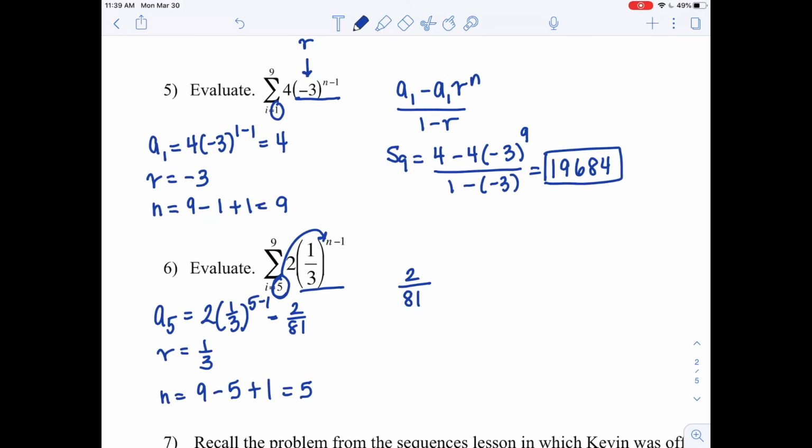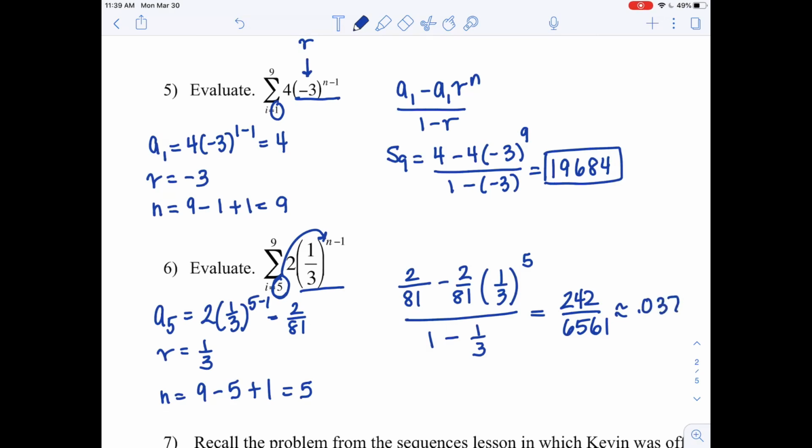So I go back to my formula. A1, which in this case is a sub 5, really the first term that you get when you plug into sigma. So 2 over 81 minus 2 over 81 times your common ratio of 1/3 raised to the nth power. And I'm going to put that all over 1 minus the common ratio of 1/3. Absolutely be careful with plugging this in your graphing calculator. Use parentheses, use fractions, whatever it comes out to be. This comes out to be an exact value of 242 over 6561. Approximately, as a decimal, 0.037. So you can see this one actually comes out to be pretty small.